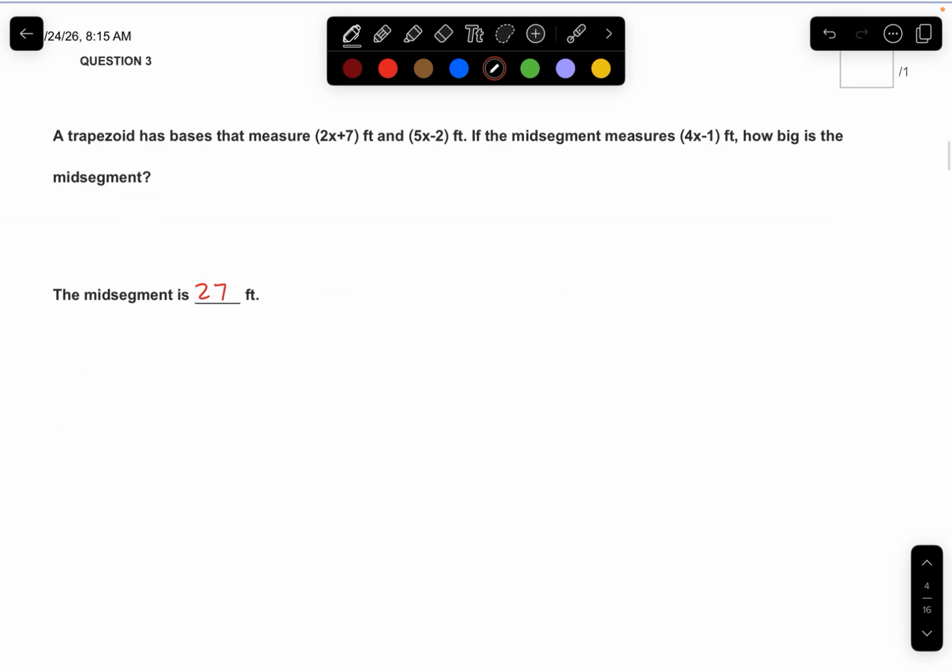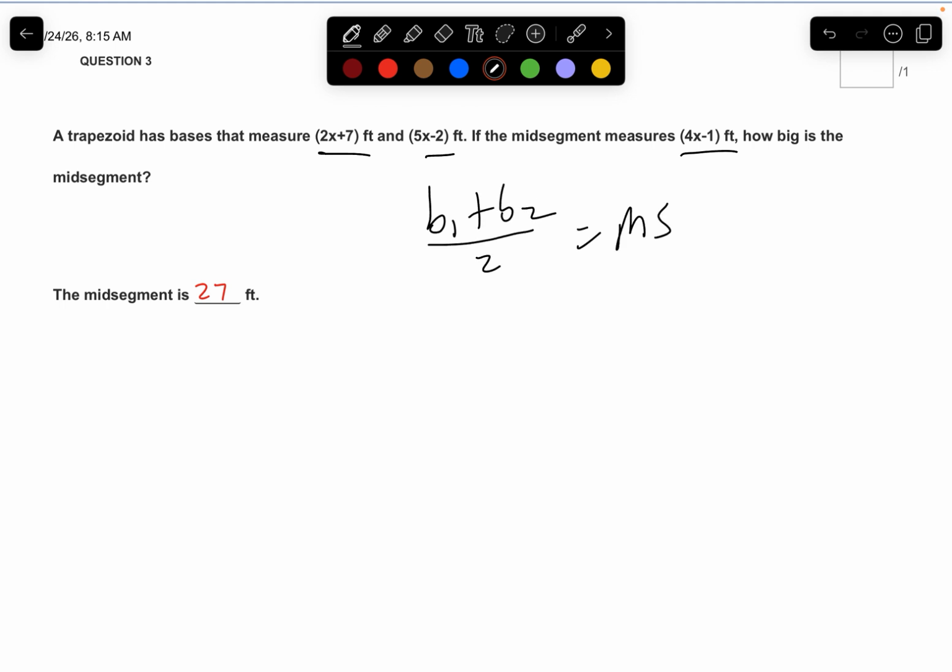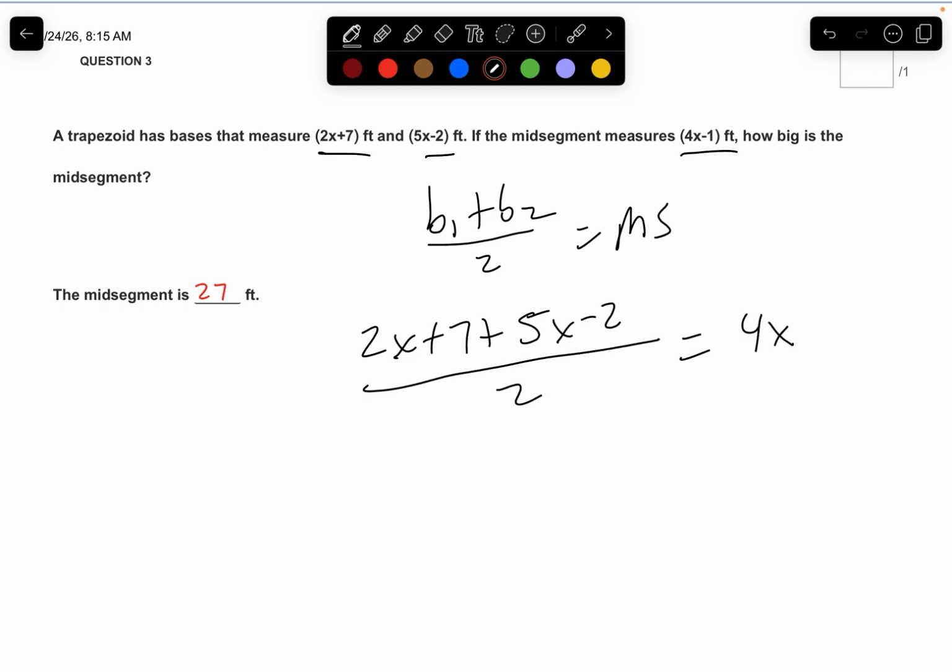A trapezoid has bases that measure this and this. The mid-segment is that. We know that base 1 plus base 2 divided by 2 equals the mid-segment. It is the average of the bases. So 2x plus 7 plus 5x minus 2 divided by 2 equals the mid-segment 4x minus 1.